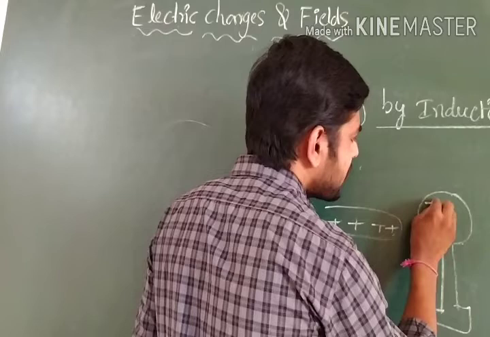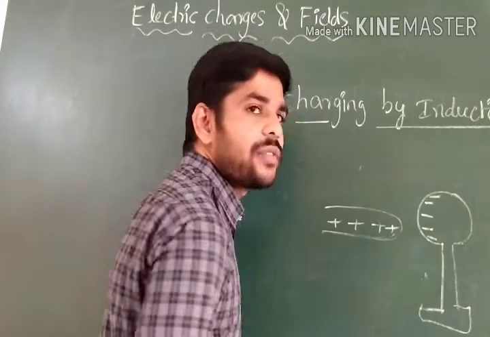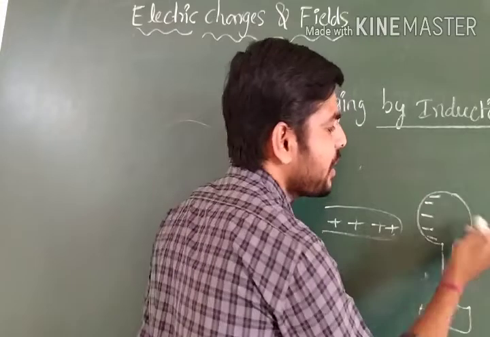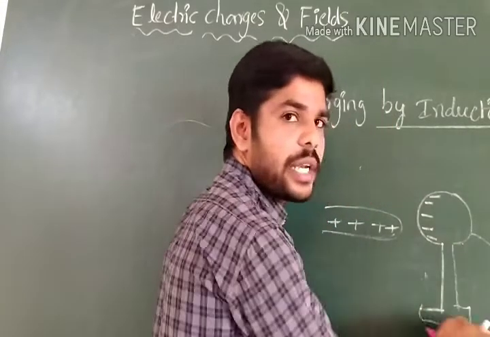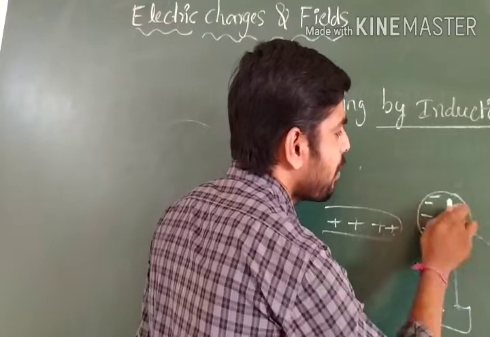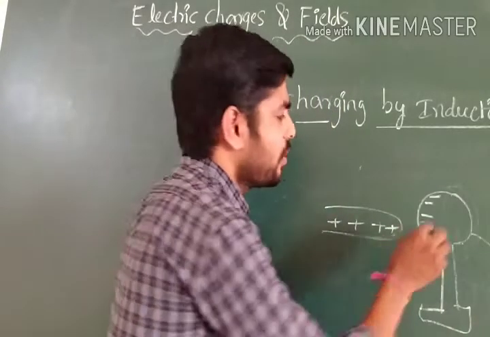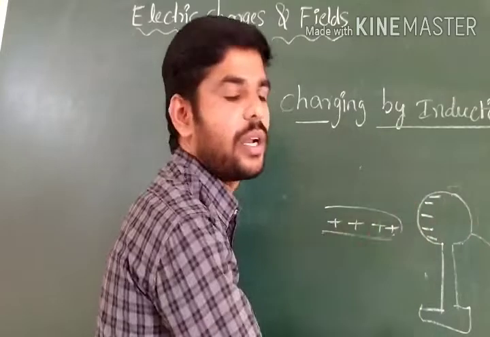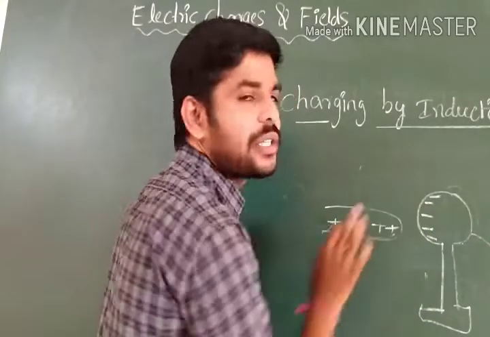Now the minus charges are like this, because plus and minus attract. What about these plus charges? Already gone, because this was connected to the earth. That's why this whole part becomes neutralized. There is no charge. Of course there are charges, but they become neutral. Plus and minus become neutral. Only we have negative charge.